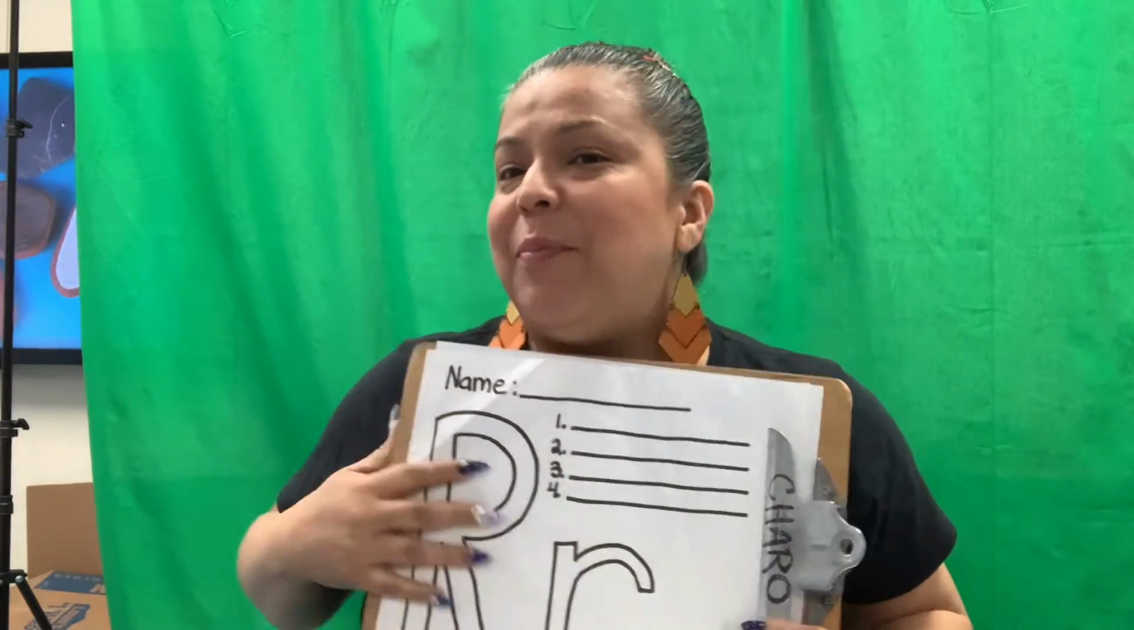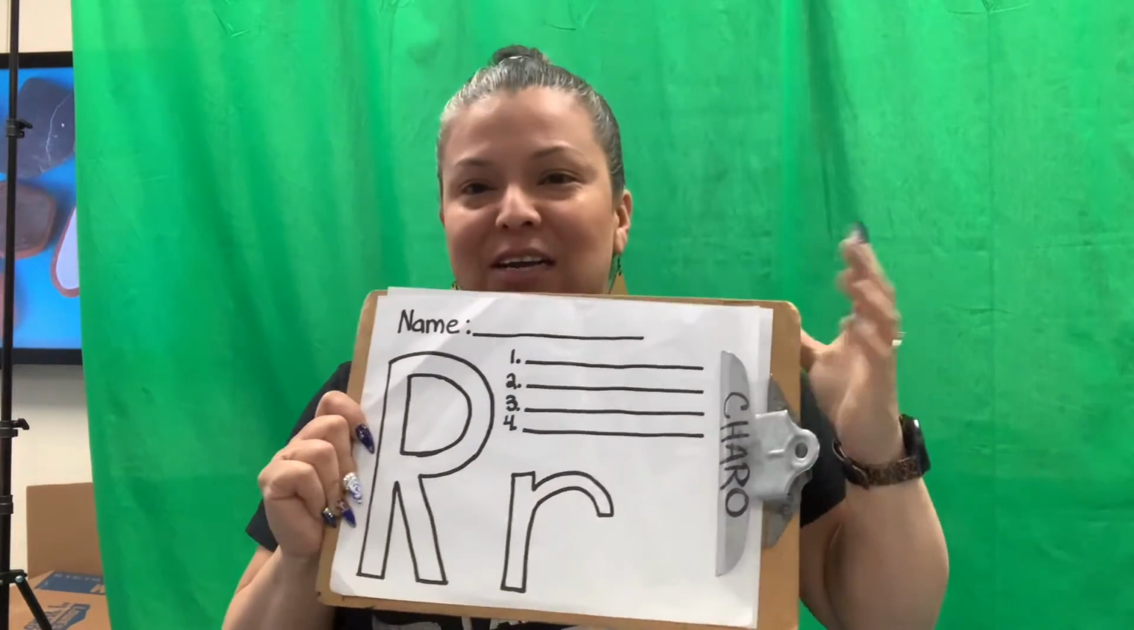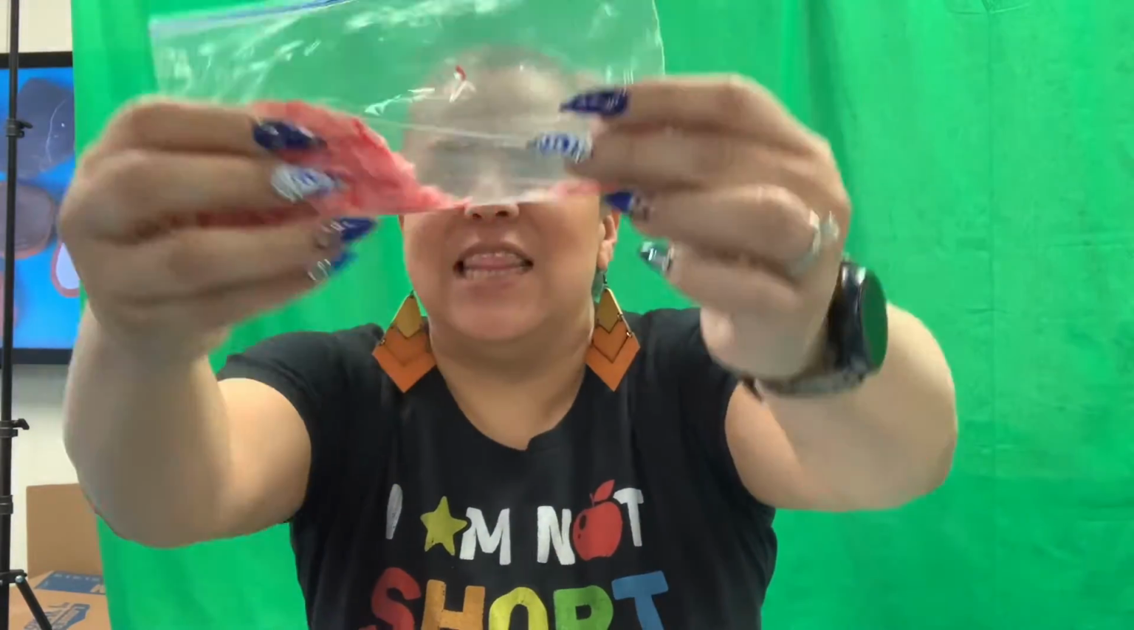Okay, so here we have the letter R. You have a paper that looks just like this. And on this letter, you also had a little baggie with some stuff in it. Do you guys know what this is? Usually you don't see it this color, but Miss Charo made it this color. What is this? Yes, you're right. This is rice, but Miss Charo colored the rice red.